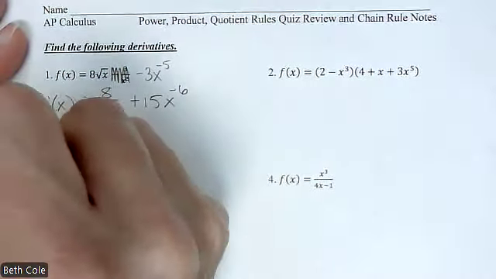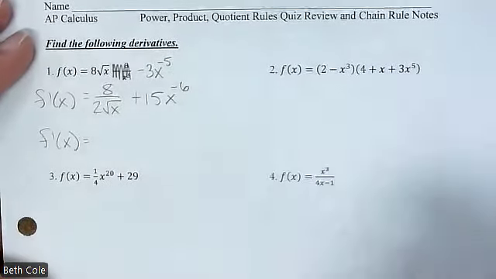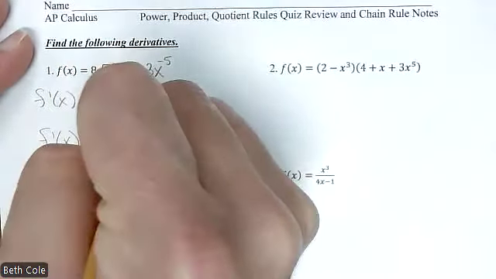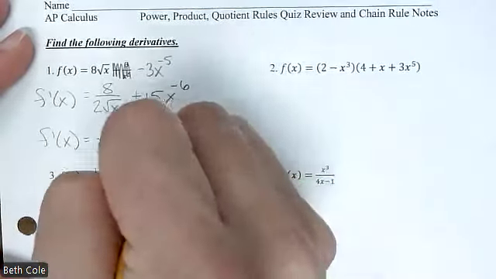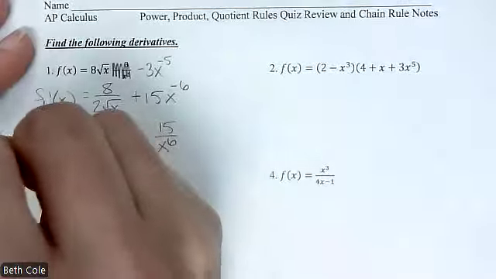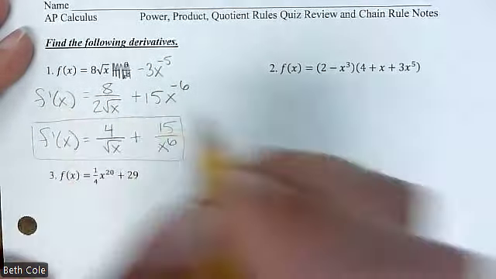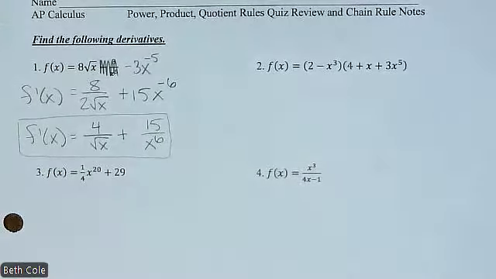And then we're just going to simplify this down. How would you reduce 8 over 2? Yep, so 4 over square root of x. You can leave the 1 in there if you really want to. And then this term would be 15 over x to the 6. So that's where we're going to stop there. I just don't want negative exponents. This one's going to get really long horizontally.